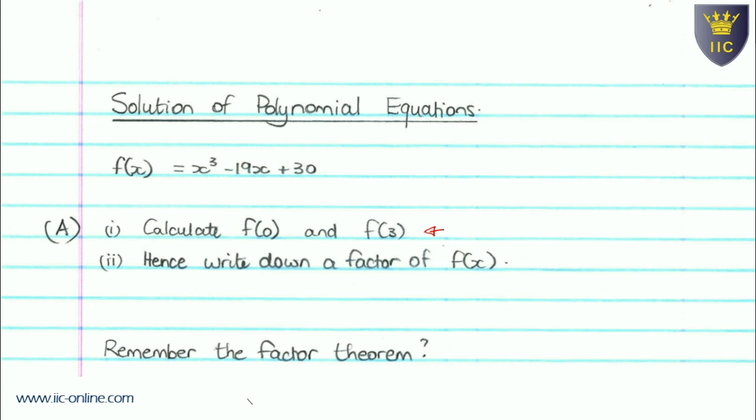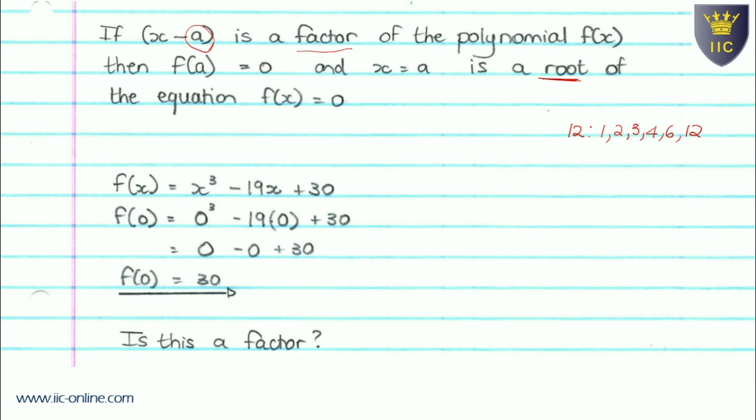So I'm just going to go back to the original question. What are we supposed to do today? Well, we're asked to calculate f(0) and f(3) of the given polynomial. So let's go and do that. Here's our given polynomial, x cubed minus 19x plus 30, and we need to find f(0).